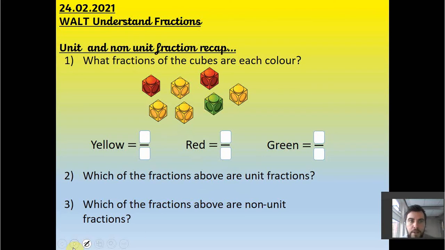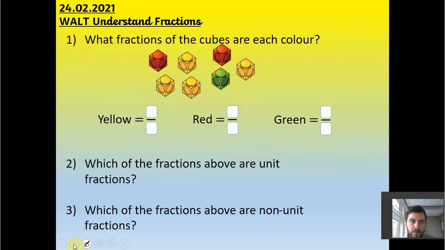So let's recap, unit and non-unit fractions. What fractions of the cubes are each colour? Let's have a look. The first thing we do is write the denominator at the bottom. That's the total. What is it out of? We've got 7 cubes there, so we know it's out of 7. And then your numerator is the amount of what you're looking for. In this case, we're looking for yellow cubes.